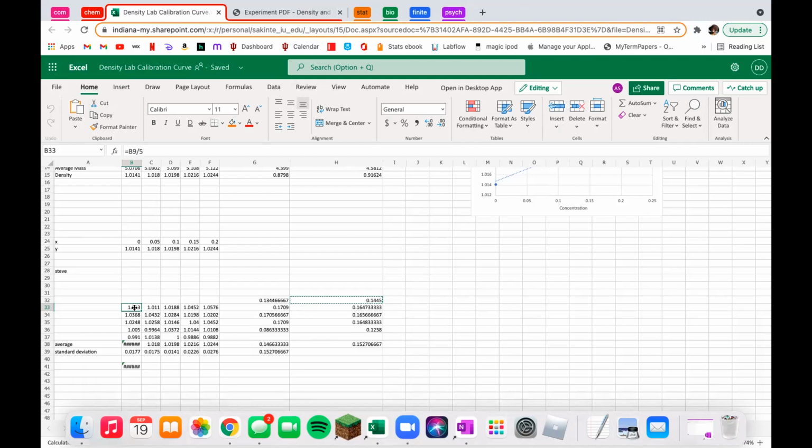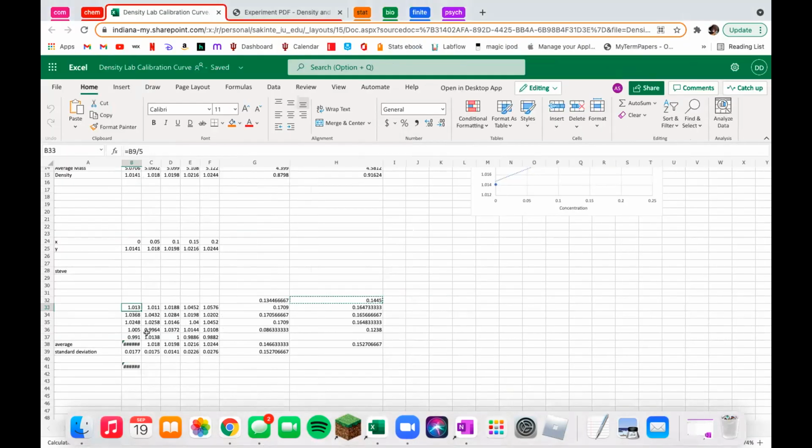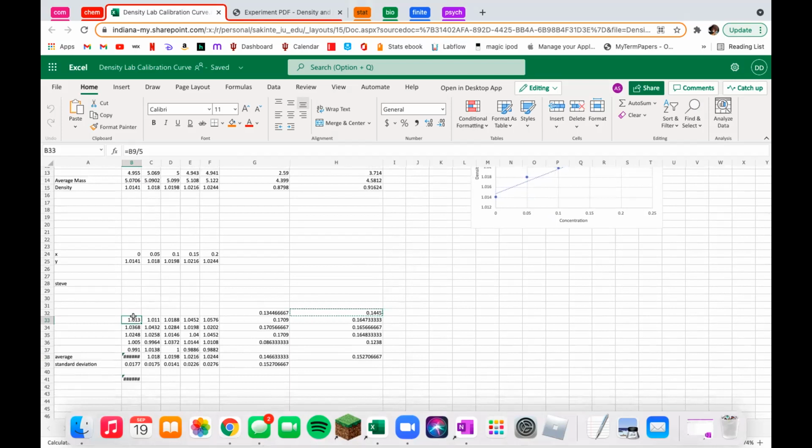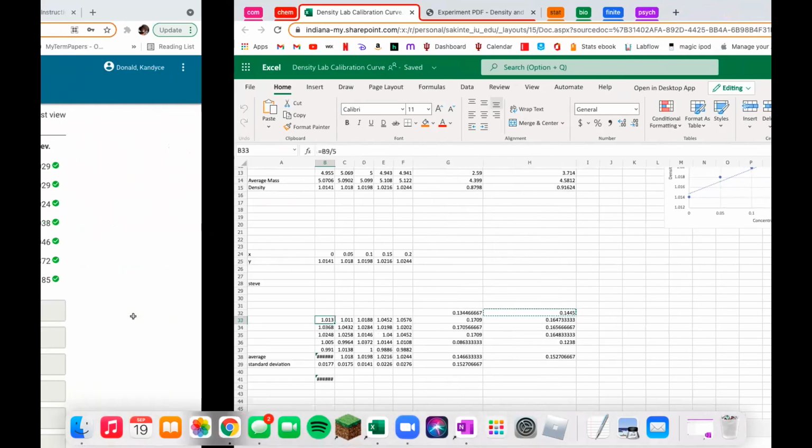Go back to your LabFlow table. But yeah, these are all densities. How did you get that low of a density? Because you should just enter what you have in that Excel table to the table right here, from this table right here. Yeah. Okay.